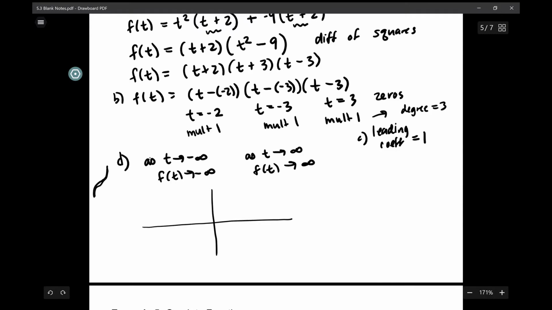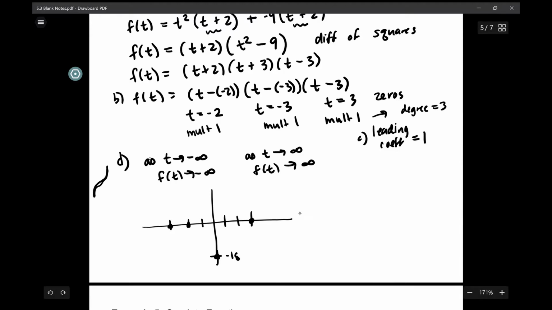All right, we have 3 zeros. We have negative 3, negative 2, 1, 0, 1, 2, 1, 2, and positive 3. There's our 3 roots, or our 3 zeros. We know f is equal to negative 18 at 0, so I'm going to do that.